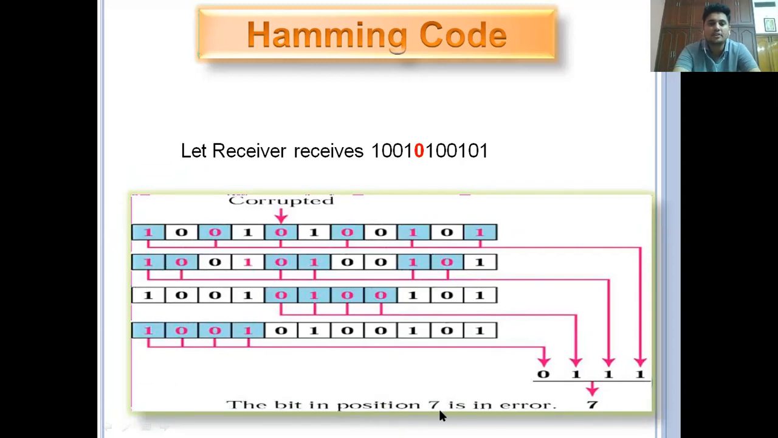The bit in position 7 is in error. In this way we can identify the error. So counting positions 1 2 3 4 5 6 7, the 7th bit position is the error.